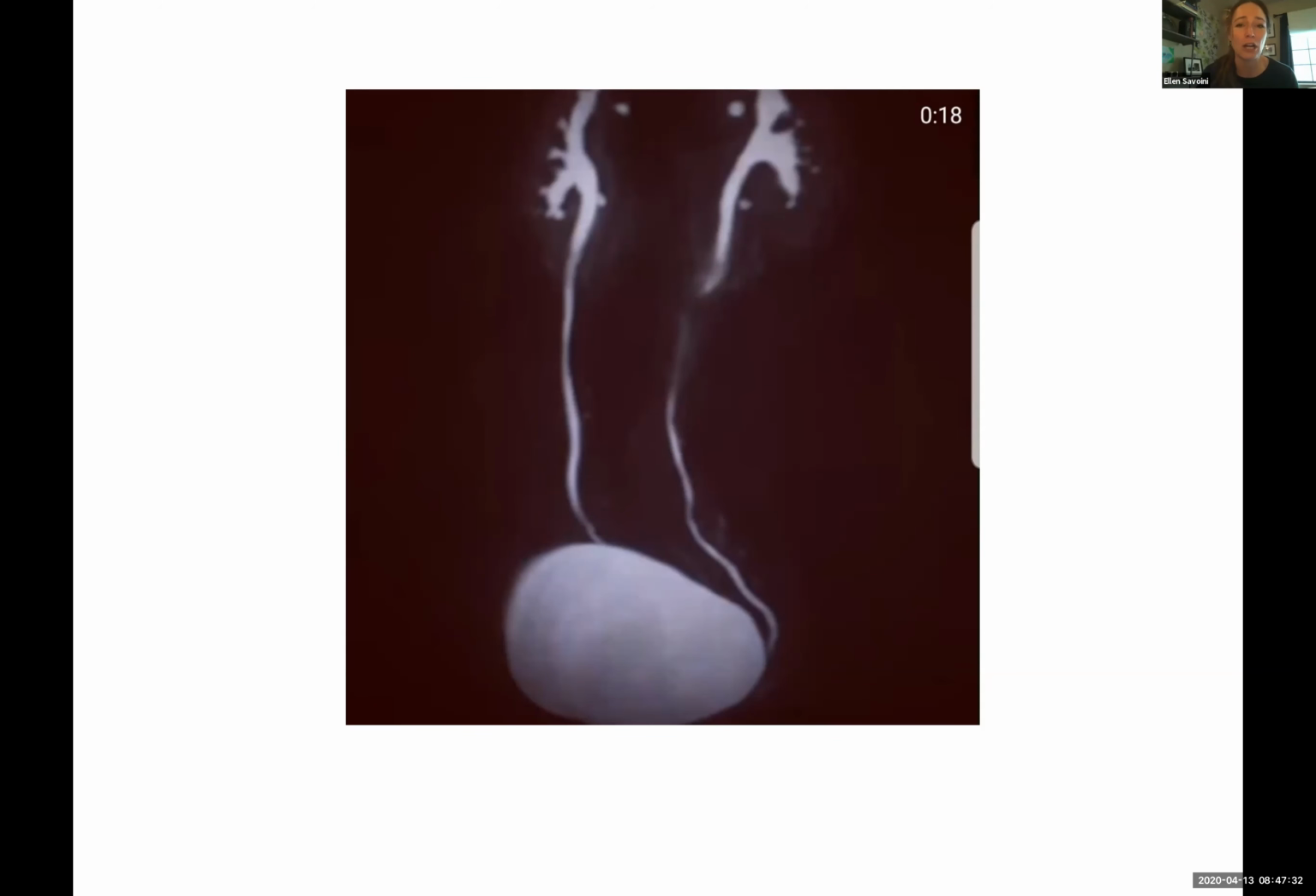We can see, look at these cute little minor calyxes up here. Then you can see they become major calyxes. Then we ultimately have the renal pelvis, and then we have the ureter.